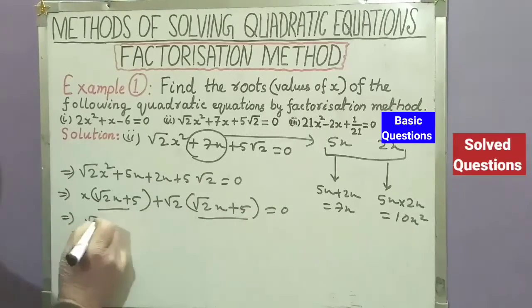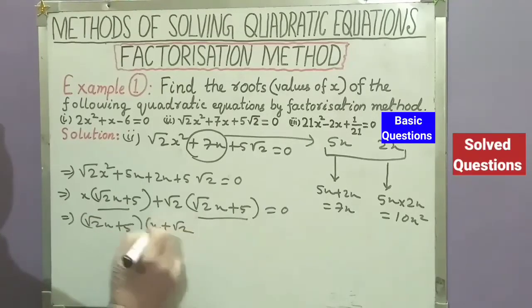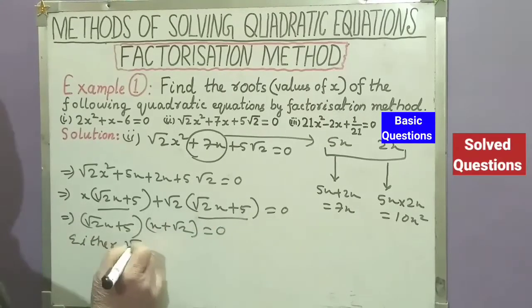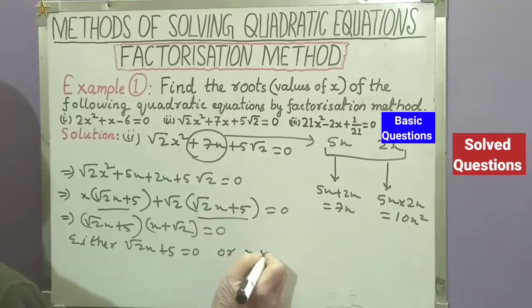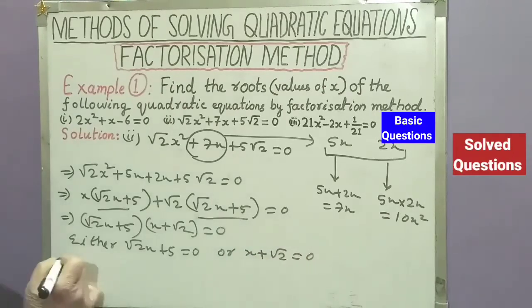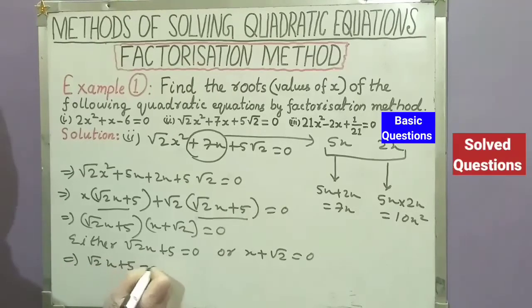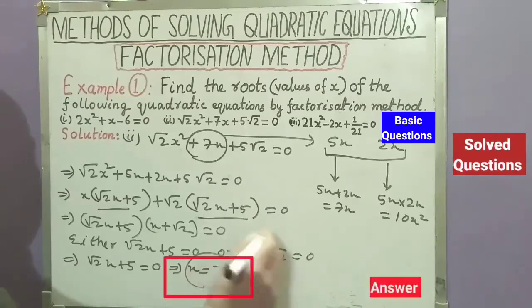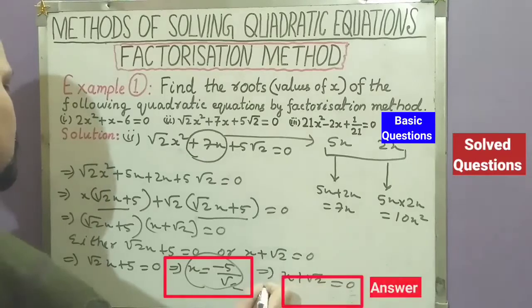Now taking (√2x + 5) common, we get (√2x + 5)(x + √2) = 0. So either √2x + 5 = 0 or x + √2 = 0. That implies that √2x + 5 = 0, that implies that x = -5/√2, that is the one value of x. Then the other, x + √2 = 0.